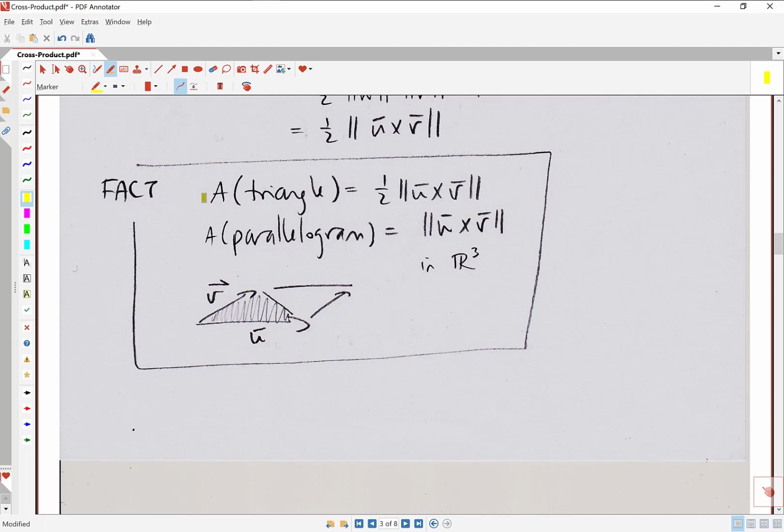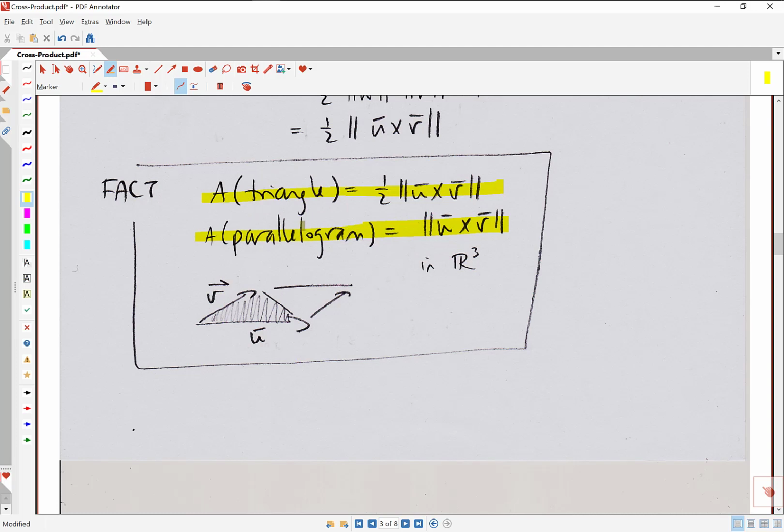So if you want the area of a triangle formed by vectors u and v, you take half the length of the cross product. And if you want the area of the entire parallelogram, well, you would just double that. So you'd have the length of the cross product. And that would apply anytime you've got two vectors u and v in R3.